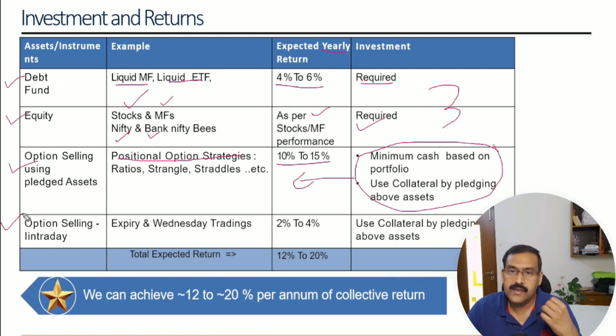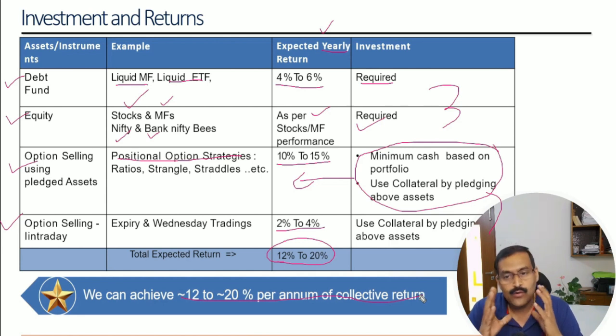You can also do option selling intraday if you are an expert. For example, expiry trading, Wednesday trading, etc. to generate 2 to 4% return yearly. Again, this can be using the margin that is taken from the first two instruments, that is debt and equity instruments. So overall, all put together from all the four instruments, one can achieve 12 to 20% of yearly return, which is a very good return. If you can do well, you can go up to 12 to 20% per annum as a collective return, which is a very good return in my opinion.